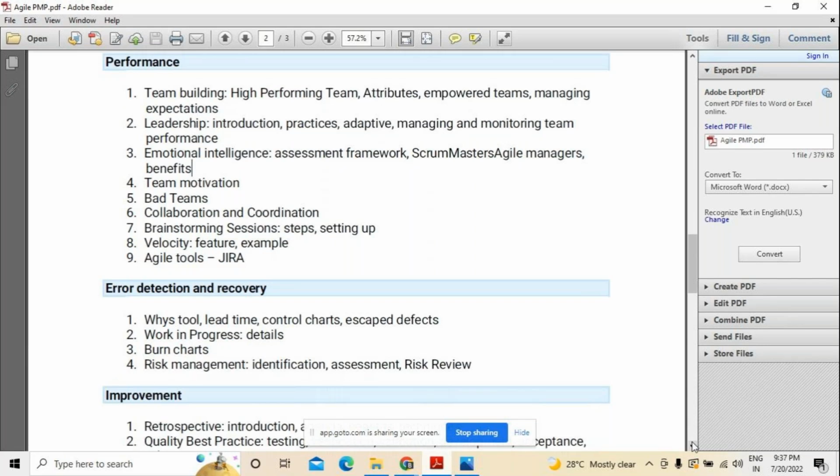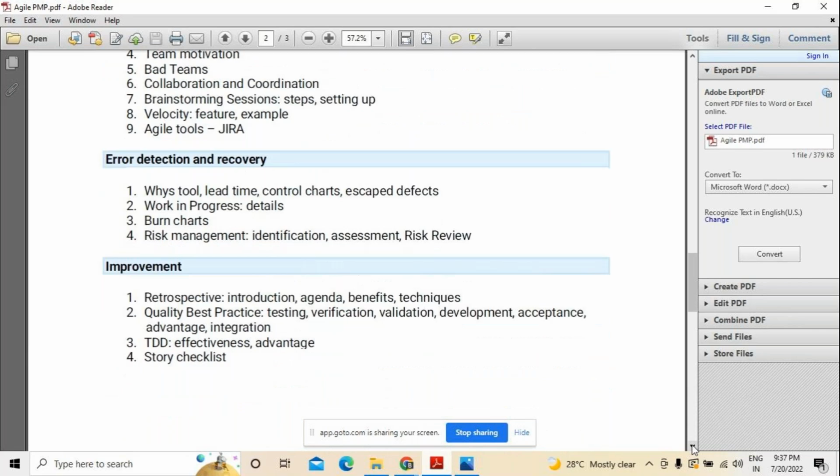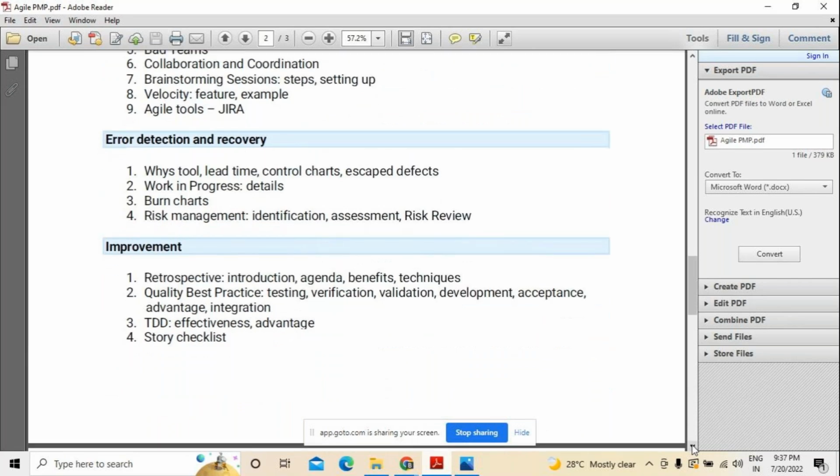Okay, fine. Next, how about error detection, all that? Escape defects, control charts, work in progress, of course. Work in progress, we can see in Kanban and all that. Burn charts, burn up charts, burn down charts, and all that. Risk management. Yeah, we are doing it, but I never generated it, but yes, we have been seeing it.